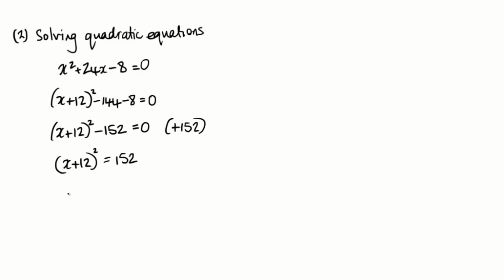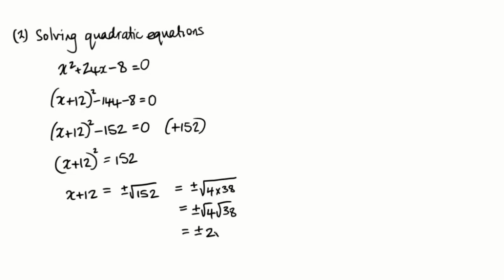I now square root each side. So x add 12 is going to equal positive or negative root of 152, which in turn, we should always give these in as simple form as possible. So using surd rules that we're familiar with, also in C1, also at A-level, at GCSE, which is the same as plus or minus root 4 root 38, which is plus or minus 2 root 38.